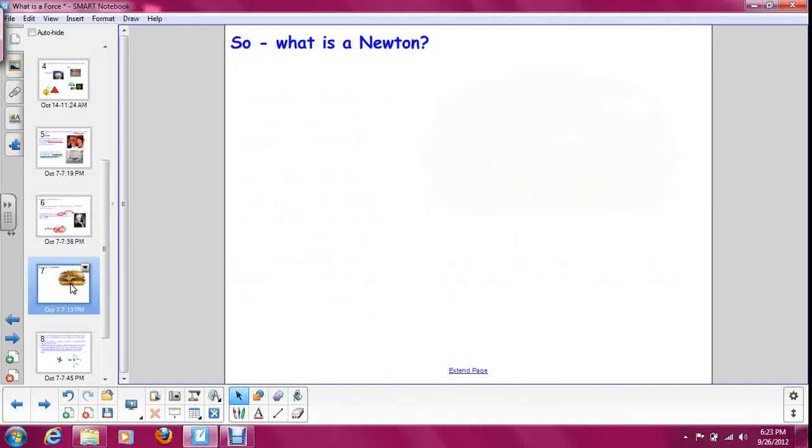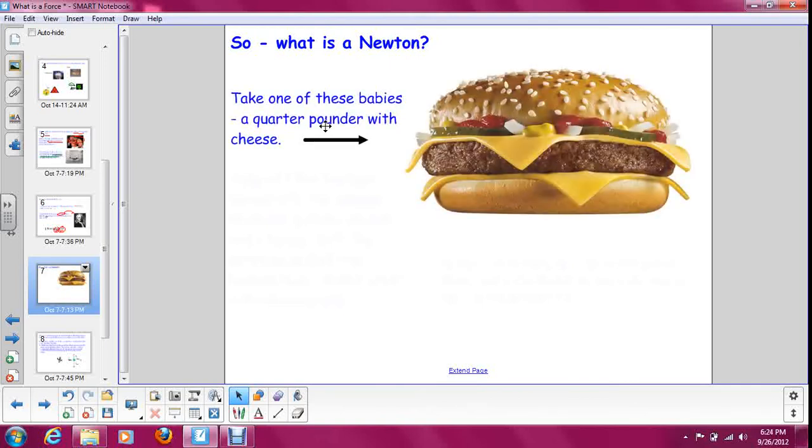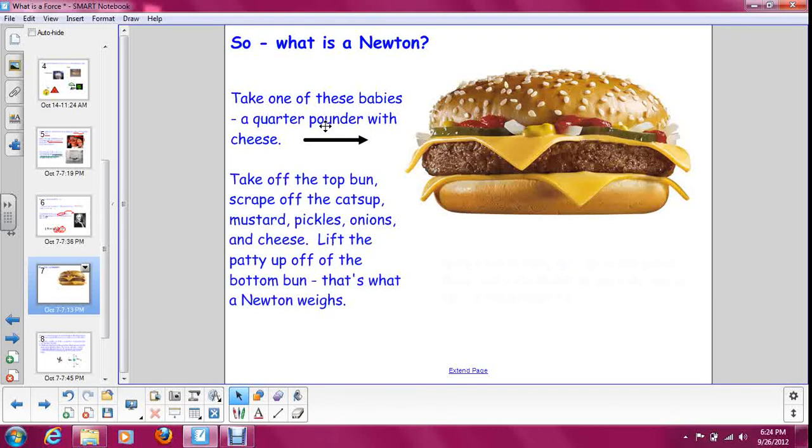So what exactly is a Newton? In America, we measure a lot of things in pounds. So we have a good feel for how much 1 pound is or 20 pounds is, but we don't really have a good feel for a Newton. So what you do is take one of these delicious looking quarter pounder with cheeses. You take off the top bun, scrape off the ketchup, mustard, pickles, onions, and cheese, lift the patty off the bun, and that is a Newton. In other words, a Newton is about a quarter of a pound.